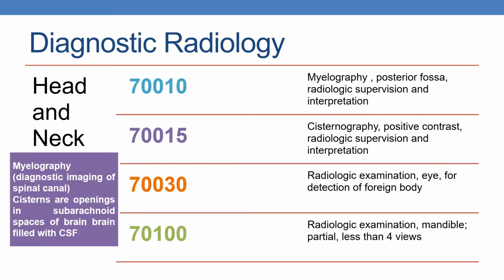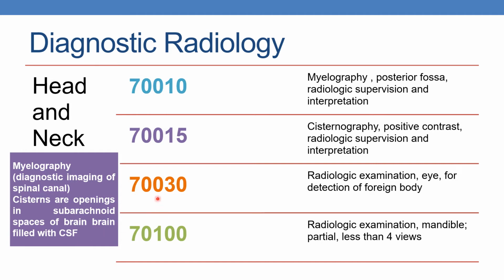Now coming to the CPTs of diagnostic radiology head and neck. The first CPT is 70010. It deals with myelography, posterior fossa, radiological supervision and interpretation. Myelography is diagnostic imaging of the spinal canal. The next CPT is 70015. It deals with cisternography, positive contrast, radiological supervision and interpretation. Cisternography is diagnostic imaging of cerebrospinal fluid. Cisterns are the openings in subarachnoid spaces of the brain that are filled with cerebrospinal fluid.